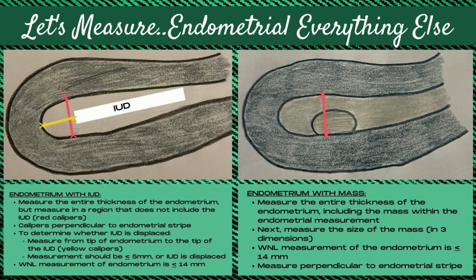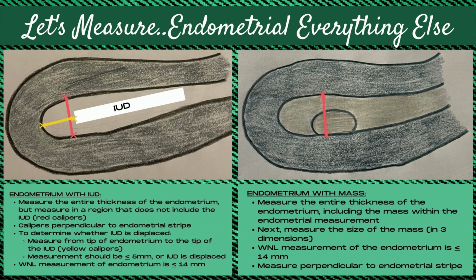Now let's talk about some different scenarios when measuring the endometrium. First, an endometrium with an IUD. You want to measure the entire thickness of the endometrium, but measure in a region that does not include the actual IUD itself. This is demonstrated by the red calipers in the image to the left. The calipers are placed perpendicular to the endometrial stripe, and the endometrial stripe is elongated from fundus all the way to the cervix.